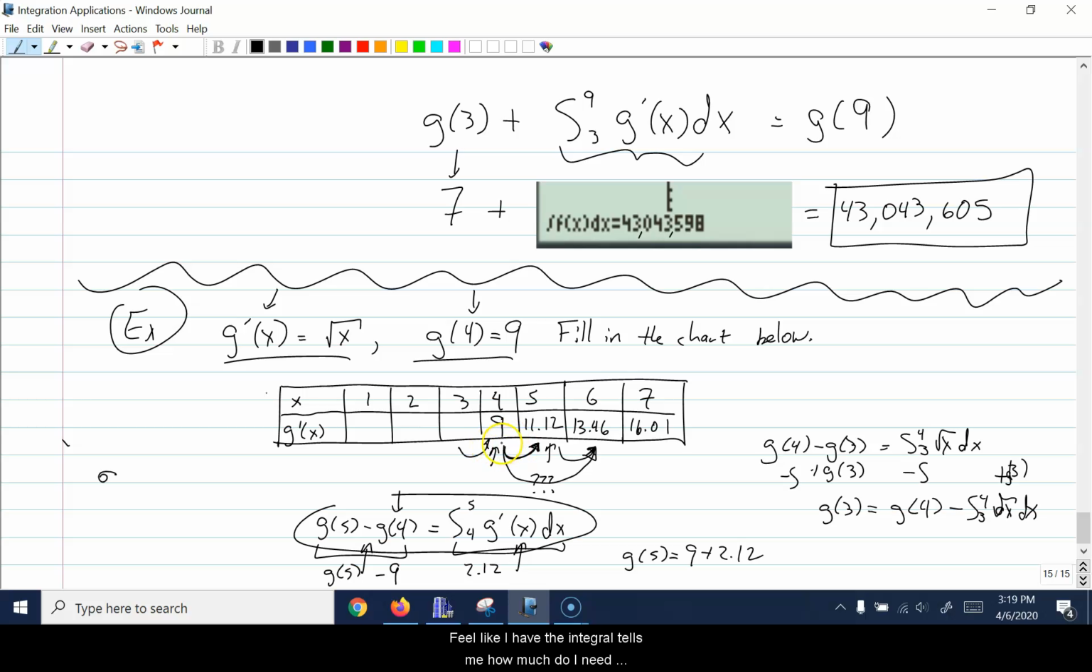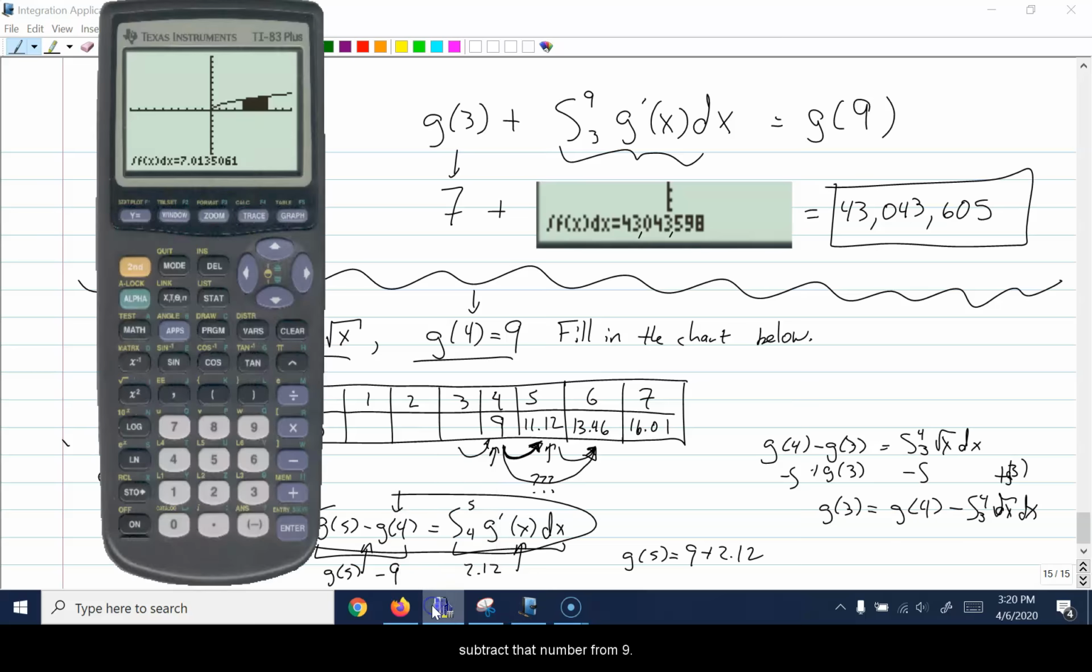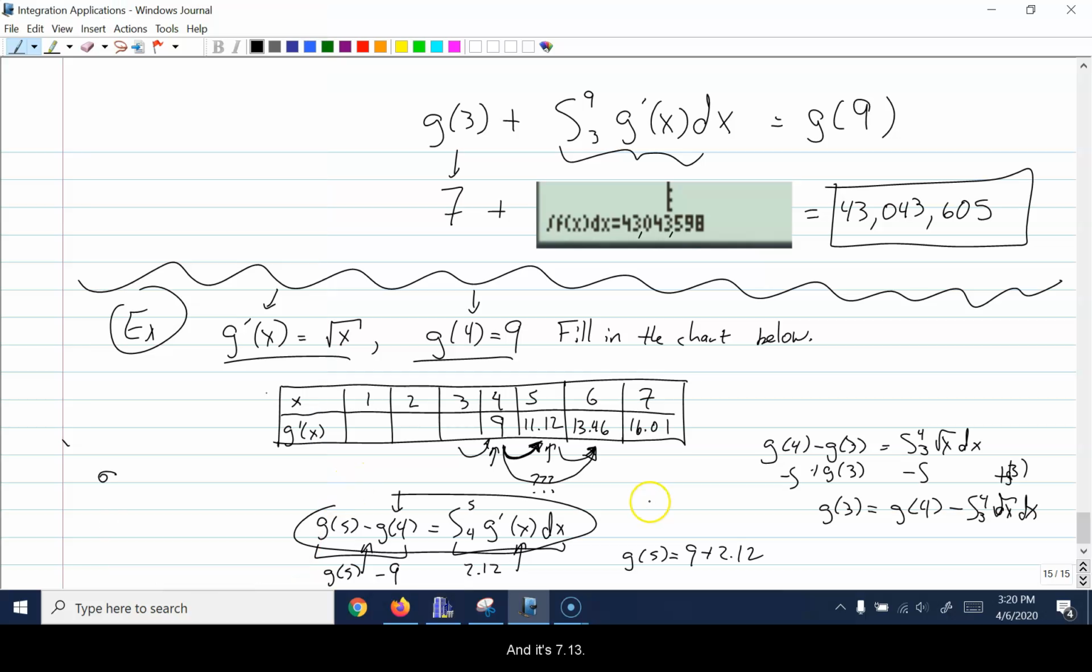So the integral tells me how much I need to add to go to the right. It tells me how much I need to subtract to go to the left. Let's do the integral and then subtract that number from 9. Let's calculate the integral from 3 to 4. It does an annoying thing where the part that it shaded last time, it never unshades. So it's going to show me too much shading, but it did the right thing, assuming I typed in the right thing. It's 1.86, that rounds to 1.87. What's 9 minus 1.87? It's 7.13.